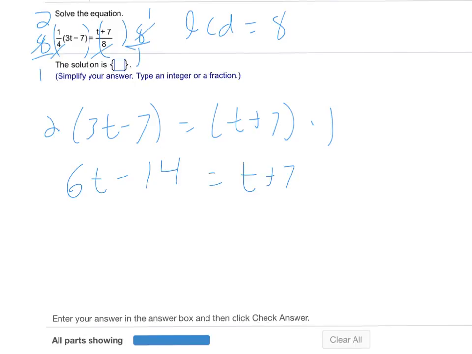I'm guessing you know how to finish it from here. It was just clearing out the fractions that was giving you problems.